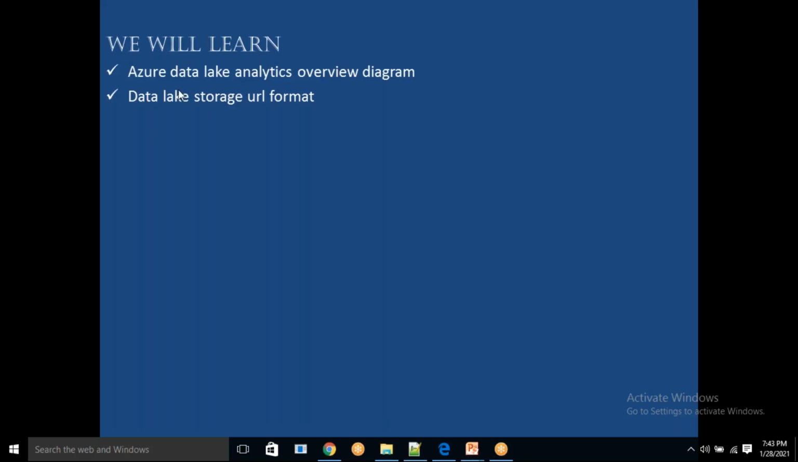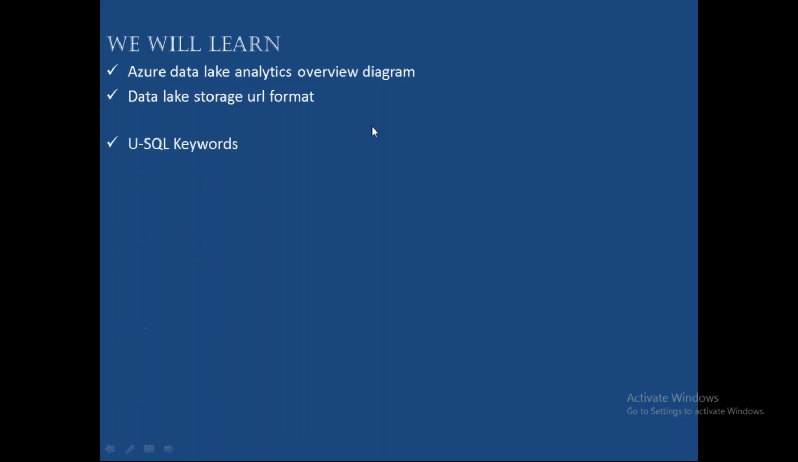Okay, so we are going to talk about the Data Lake Storage URL format. Then I will talk about U-SQL keywords. Before you write your U-SQL code, what are the keywords you should know? I will discuss those keywords, because this is not a difficult language. This is a very easy language, so do not worry. In U-SQL, what are the keywords we have? Those things we'll discuss. Then I will talk about U-SQL code snippet one.